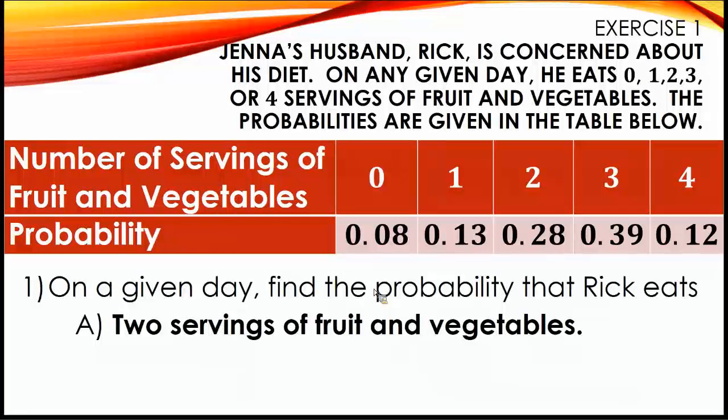Exercise 1. Jenna's husband, Rick, is concerned about his diet. On any given day, he eats 0, 1, 2, 3, or 4 servings of fruit and vegetables. The probabilities are given in the table below. On a given day, find the probability that Rick eats, part A, 2 servings of fruit and vegetables. Well, we observe the table. For when the number of servings of fruit and vegetables is 2, the probability is 0.28, or 28%.